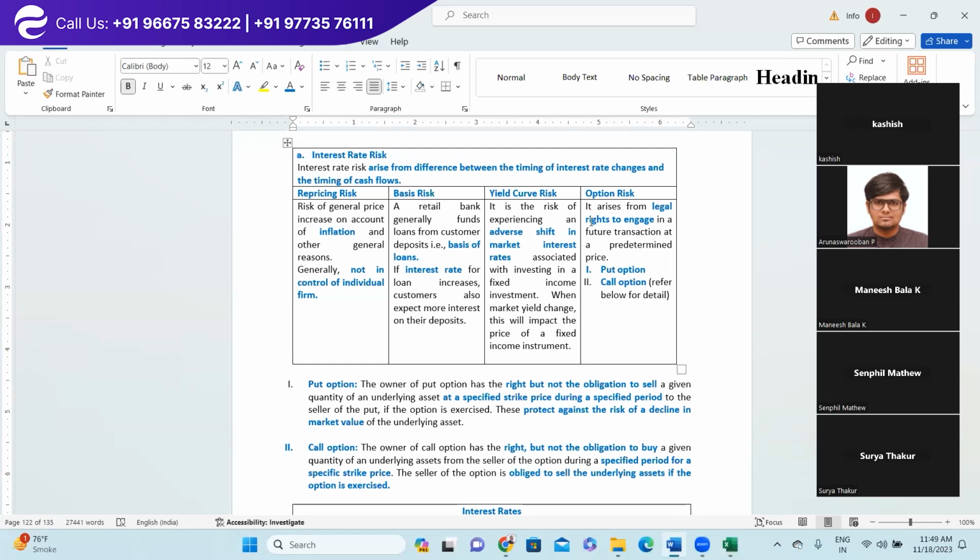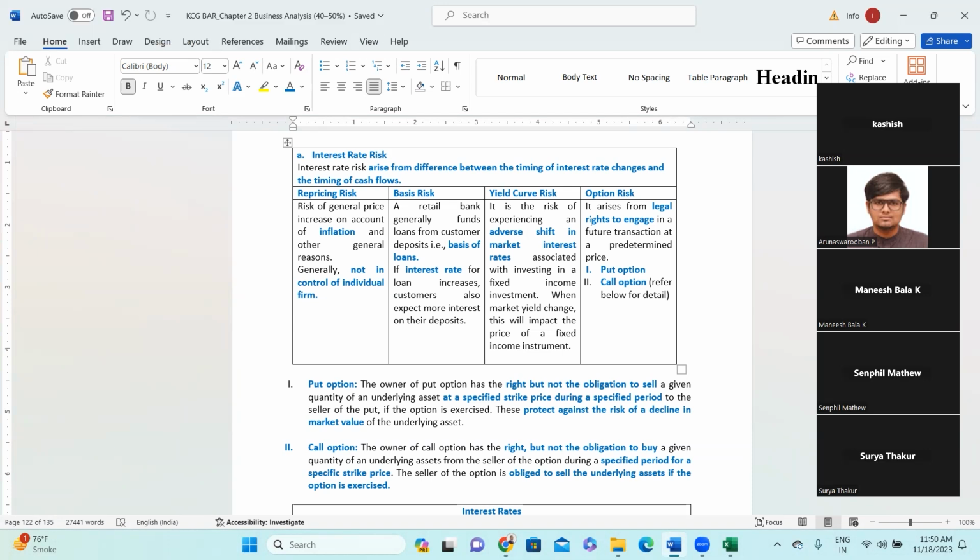Make sense? Got it. Last one is option risk. It arises from a legal right to engage in a future transaction at a predetermined price. So it can be a put option or call option. Have you heard this term before? Put option or call option? What is put option? What is call option?